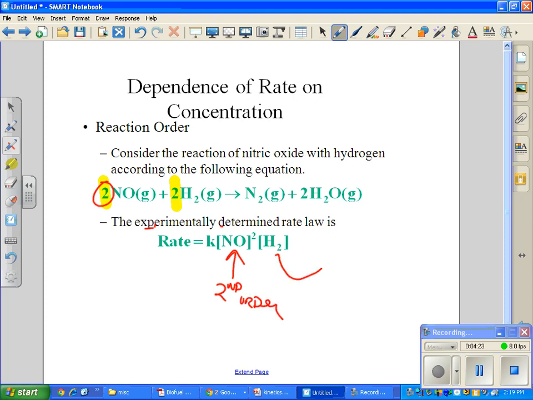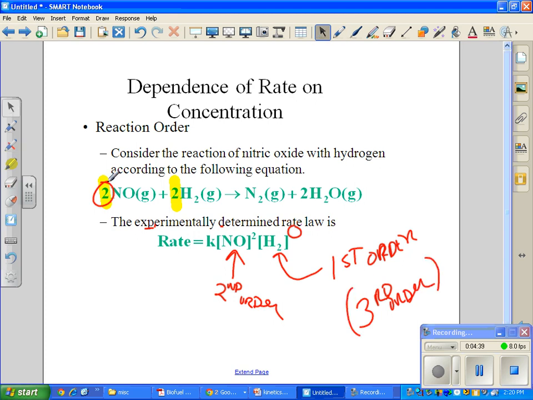With respect to H2, technically the exponent there is 1. We say H2 is first order, and we would say the order of the reaction overall, based on the rate law written out, is a third order reaction. That's basically the reaction overall. So overall, the reaction is a third order reaction.